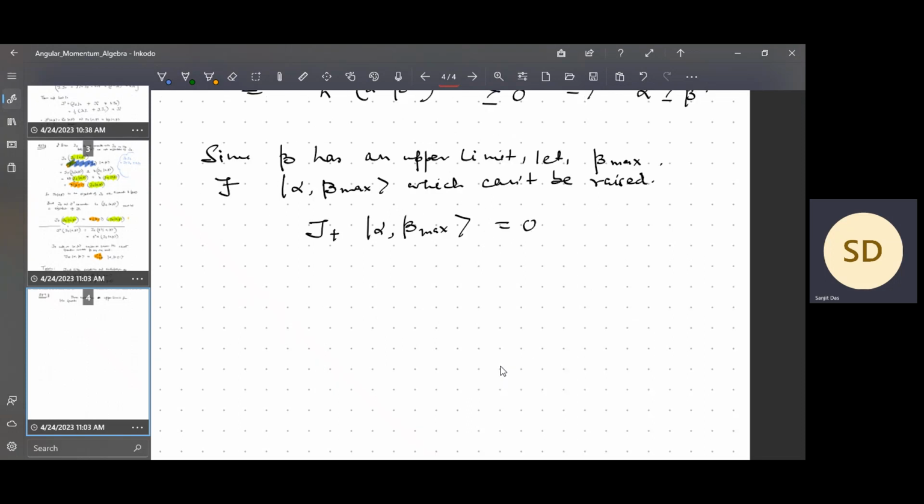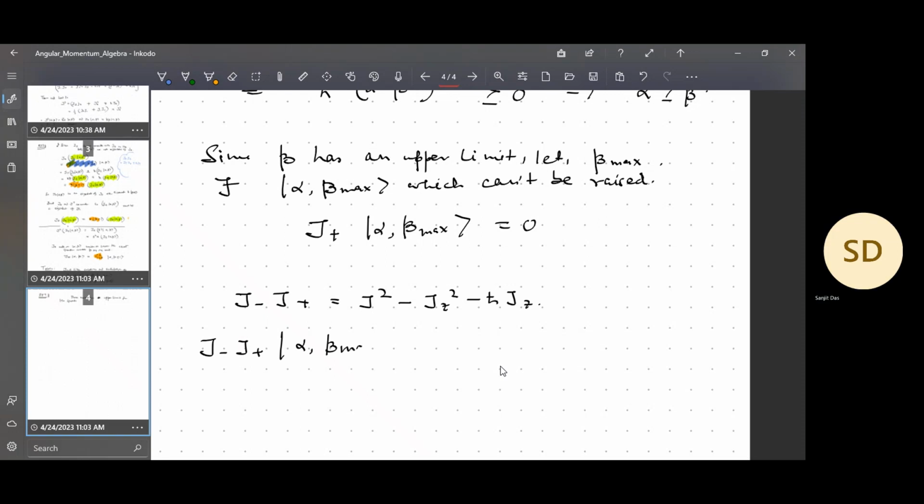Similarly, there should be a maximum number for beta, beta max, and a minimum number for beta, where the raising operator or lowering operator, if I act on that, it should produce 0. The same logic we have introduced earlier. So now J minus and J plus, we act on each other. So J squared minus Jz squared minus h bar Jz. So if I act J minus J plus on alpha beta max, basically it will be acting on this and nothing else.